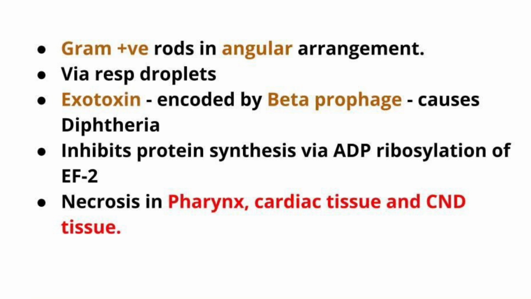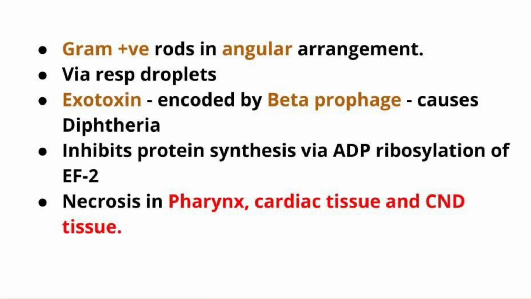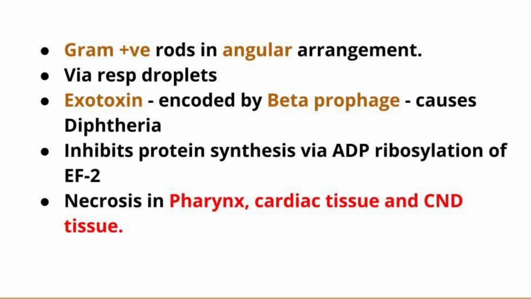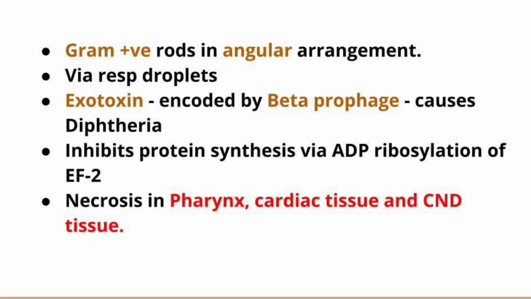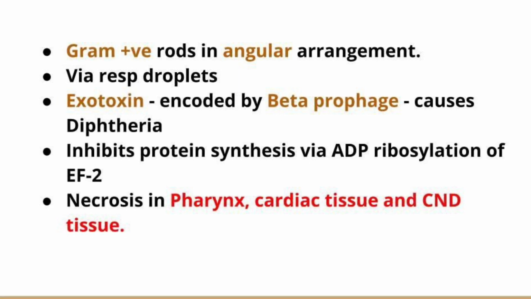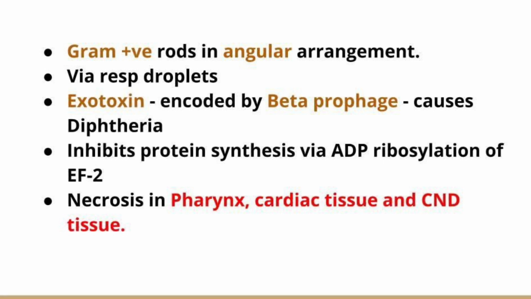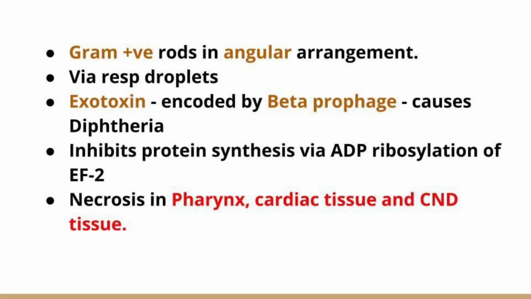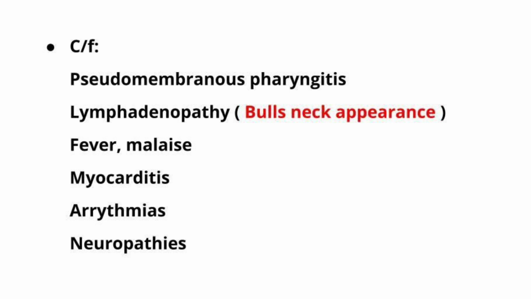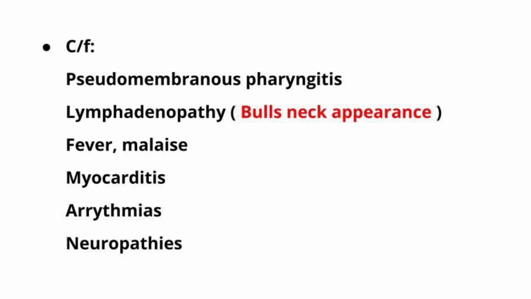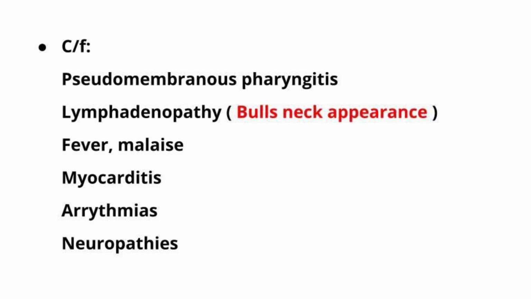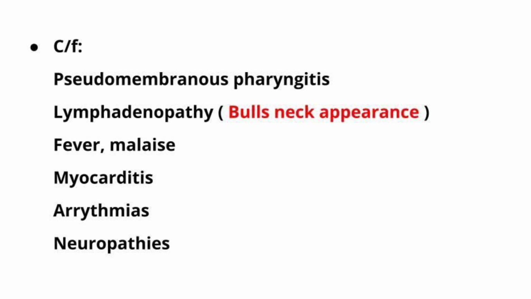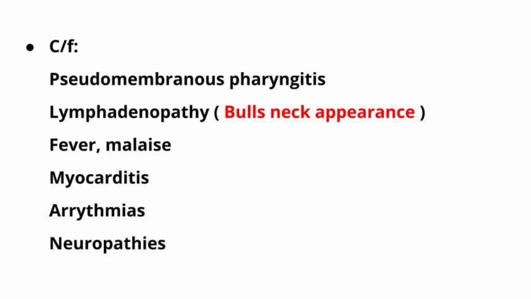Corynebacterium diphtheriae are gram-positive rods which are arranged in an angular arrangement. The infection spreads via respiratory droplets. These Corynebacteria produce exotoxin which is encoded by beta-prophage. It causes diphtheria. It inhibits protein synthesis via ADP ribosylation of elongation factor 2 and causes necrosis especially in pharynx, cardiac tissue and central nervous system tissue. Coming to the clinical features, the patients may have pseudomembranous pharyngitis, lymphadenopathy, which gives the appearance of bull's neck. The person may also have fever, malaise, myocarditis, arrhythmias, and also neuropathies.